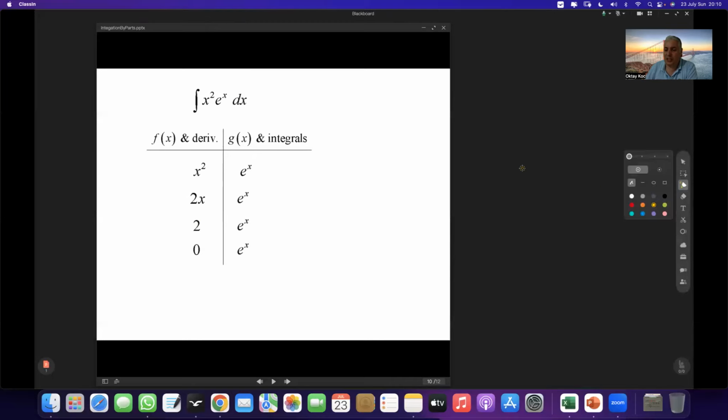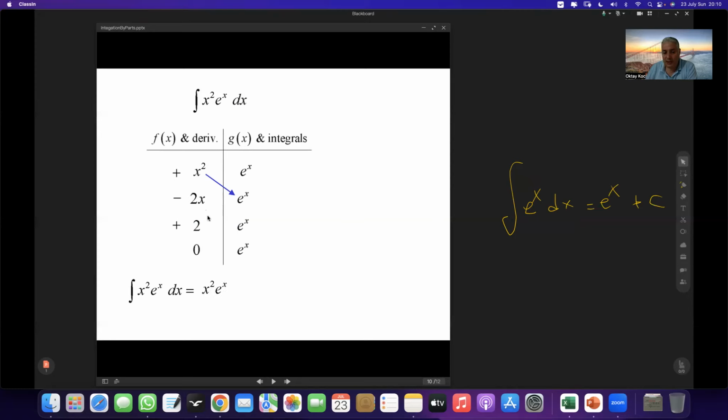E to the power of x is a special function. The integral of e to the power of x dx is e to the power of x plus c. So when I finish this, the signs are plus, minus, so alternate. And then we write the result like this. The first term on the left corner with this: x squared times e to the x, minus 2x times e to the x, and then plus 2 times e to the x. We are not writing the 0. And this is the answer to the question. For sure, we are going to add plus c. Why? Because we don't have the lower and the upper boundaries.